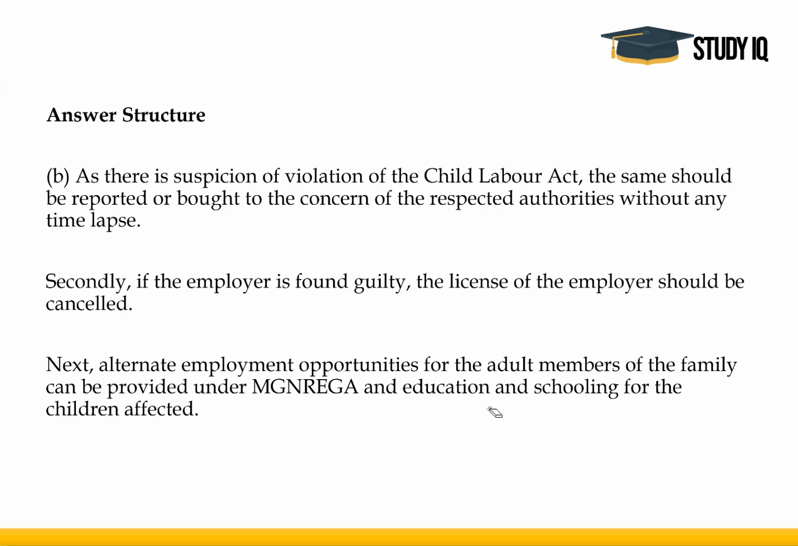In this case, the concerned authorities are those dealing with the child labor and the factories. As there is suspicion of violation of Child Labor Act, the same should be reported or brought to the concern of the respected authorities without any time lapse. Very, very important. Secondly, the important stakeholder is the employer. If he is found guilty, the license should be terminated, should be cancelled. Now, these are the 2 important things which need to be done in the immediate term.